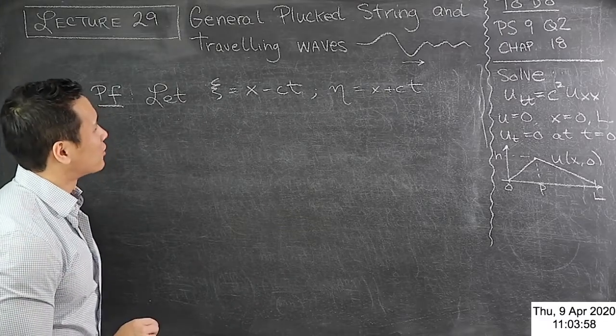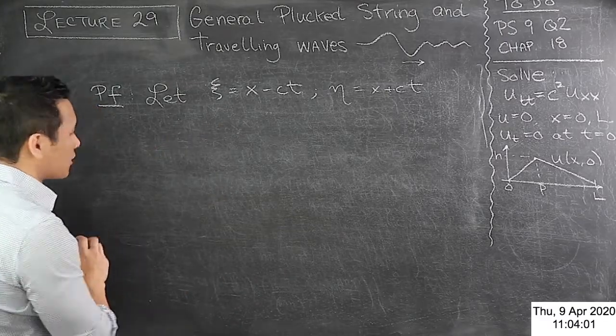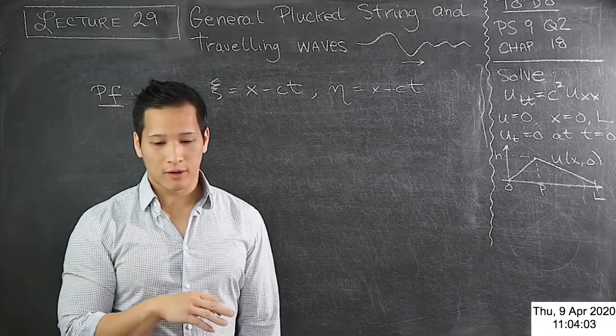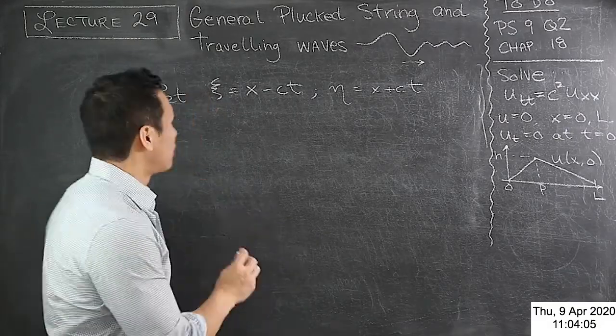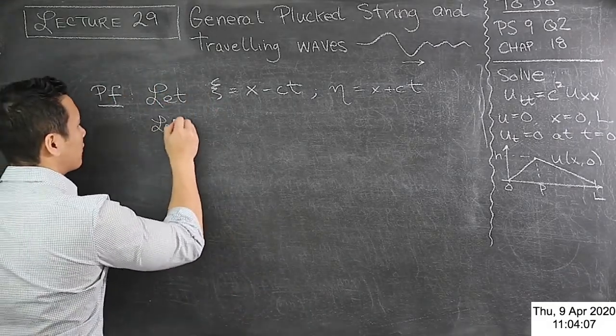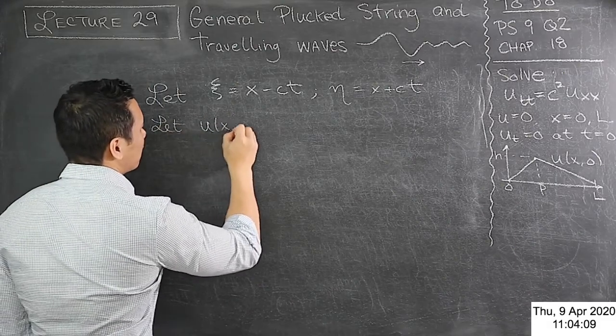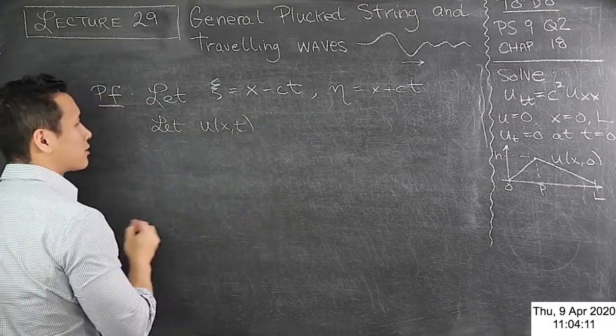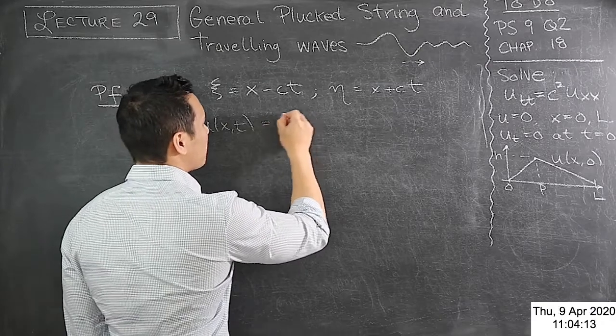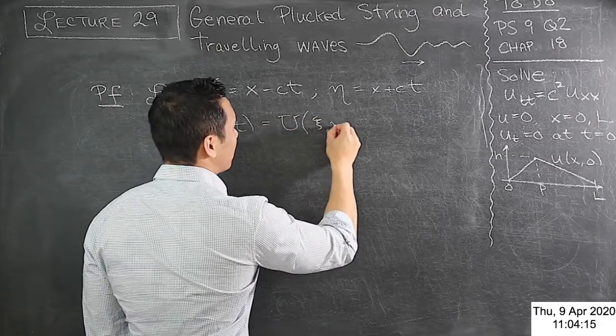So you're going to make that coordinate transformation, and then you have to convert the differential equation. You're going to let u of x, t, the former solution of the differential equation, now be called a big U of xi and eta.